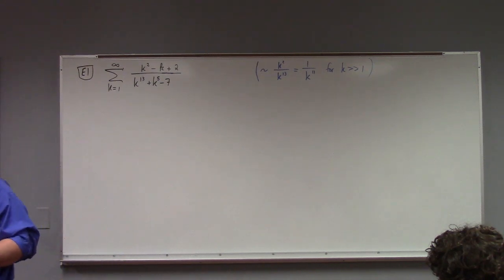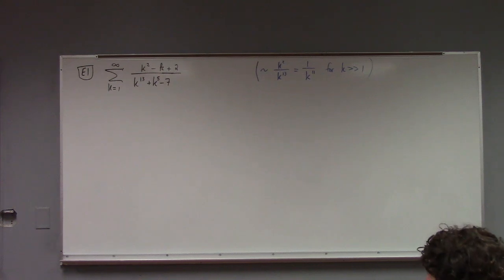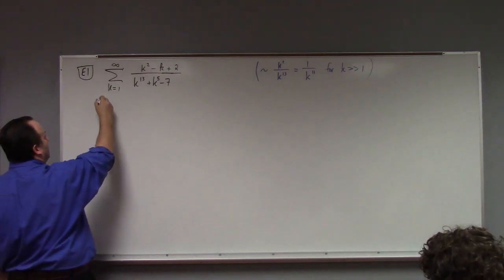So my intuition for this problem is that it is going to converge, because this is more or less the p equals 11 series, right? And if p is greater than 1, it converges. Limit comparison makes this pretty easy. So we're going to compare to what?